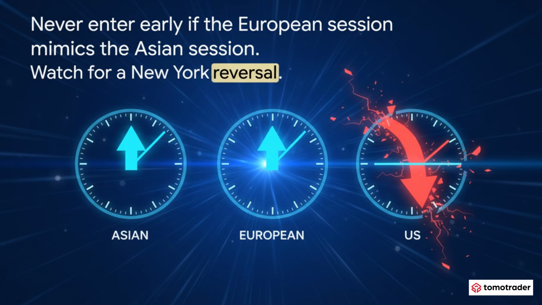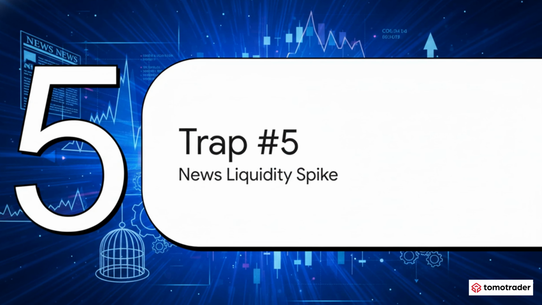So how do we apply this? The rule here is simple, but honestly, it's a lifesaver. If the European session looks exactly like the Asian session and just keeps pushing in the exact same direction, stay patient. Do not enter. Instead, keep your eyes glued to the New York reversal window. If the US session opens with an engulfing reversal, you know for sure that the prior trend is about 90% dead and the real institutional shift just happened. Which leads us to trap number 5, the news liquidity spike.